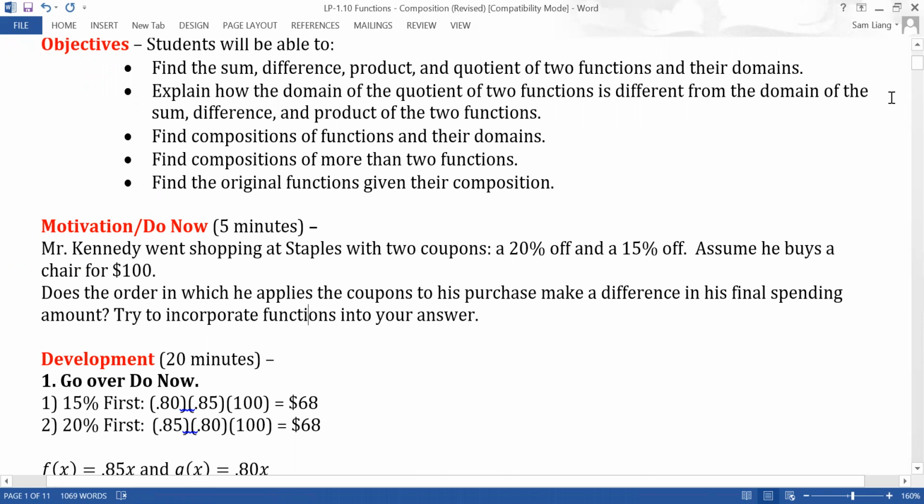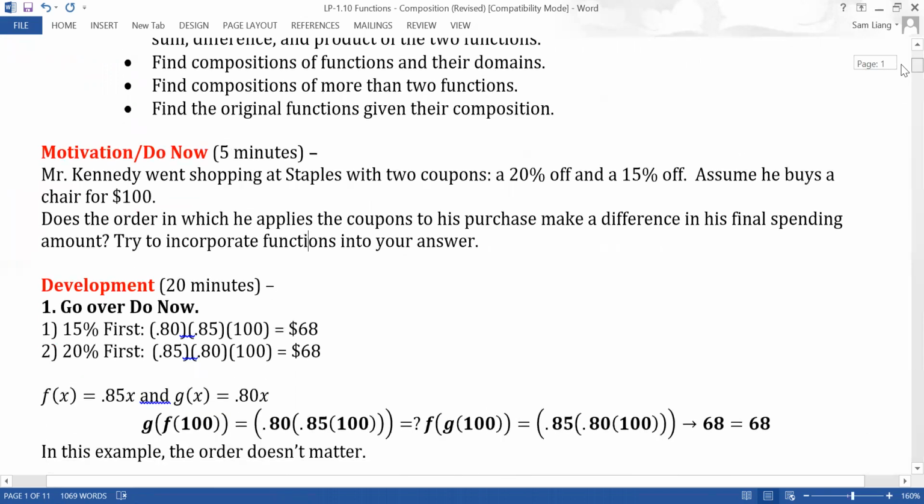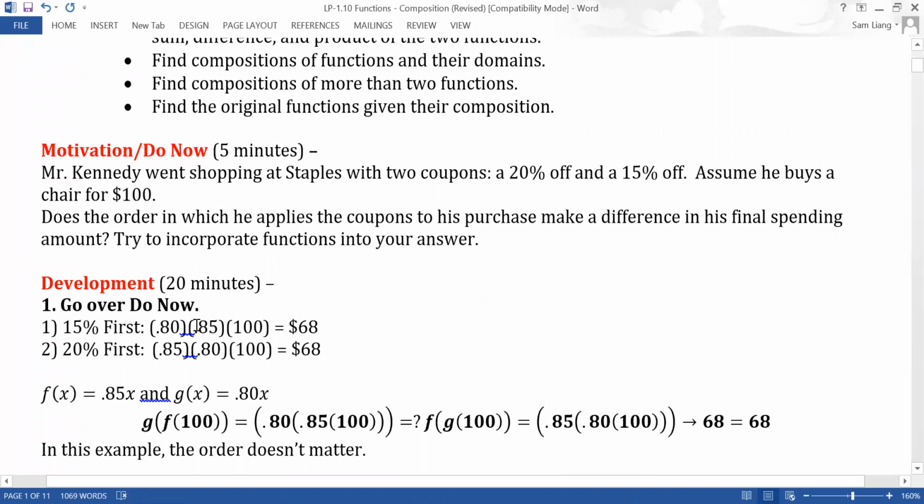For the answer, if you apply the 15% first, that's noted by 0.85, right? So 0.85 of a number is 15% off. 0.85 times 100 is $85. Then if you apply the 20% off coupon, that'll be 0.8, and in total that'll be $68. If you apply the 20% first, that's 0.8 times 100, which gives you 80, and then 80 times 0.85 is also 68.